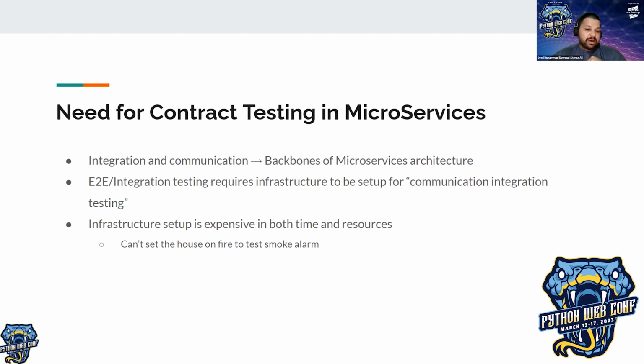So for instance, when we install a smoke detection alarm in our houses or workspaces, we don't set our house or office on fire to test that. There's some sort of button, or we expect that when there is smoke, the alarm will work. And that is what we want with microservices, that we should not need an entire infrastructure or production level infrastructure just to test our integration. We should be able to do it in a better way.